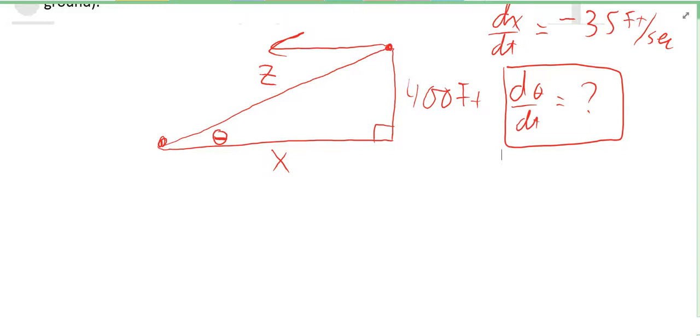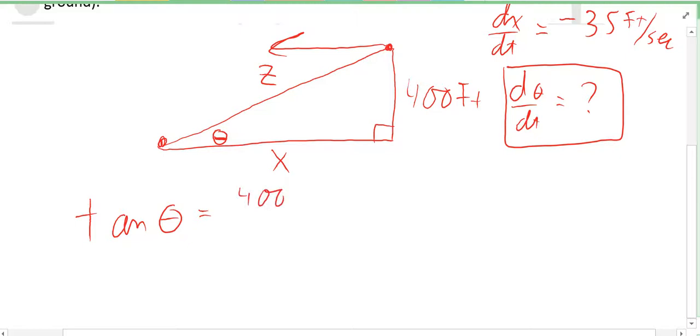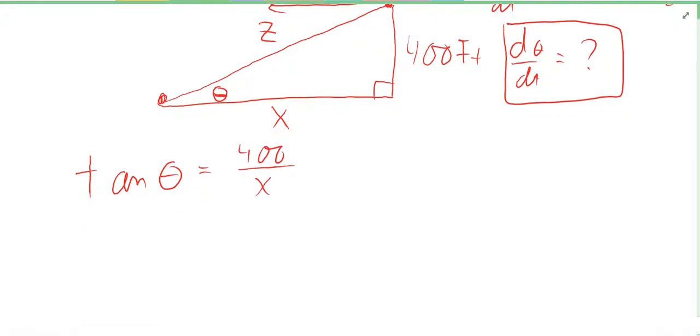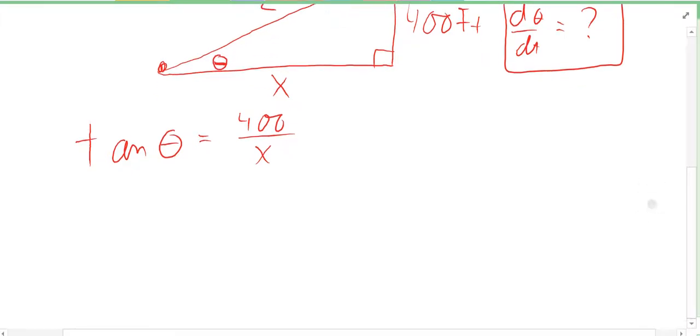We know we have z, but we don't have dz/dt. If you put z in your equation when you derive it, you're going to get a dz/dt, and that's going to be a pain. But if you put x in our equation, we can get a dx/dt, and we know what that is. We looked at one just like this yesterday. We can say tangent theta is 400 over x, or we can do cotangent and put x in the numerator, which is a little bit easier.